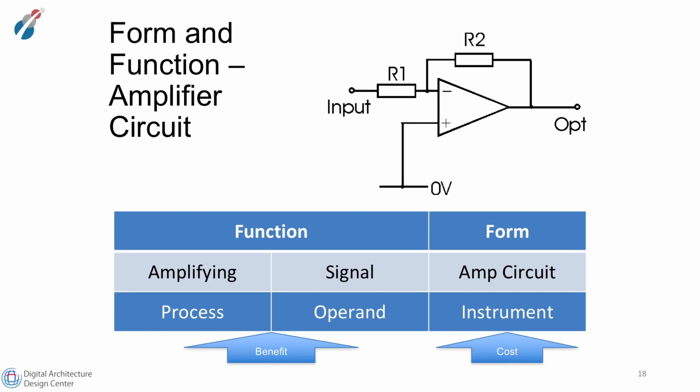Amplifying the signal, from both Fukuyama-san and Minami-san. Wonderful, thank you very much. So the process is the process of amplification. The amplitude of the system is being increased. So a function has both a process and an operand, the thing that is being changed or affected by the function. We would read this as: the amplifier circuit, shown here, amplifies the signal. The benefit of this very simple system comes from the amplification of the signal, which is its function.